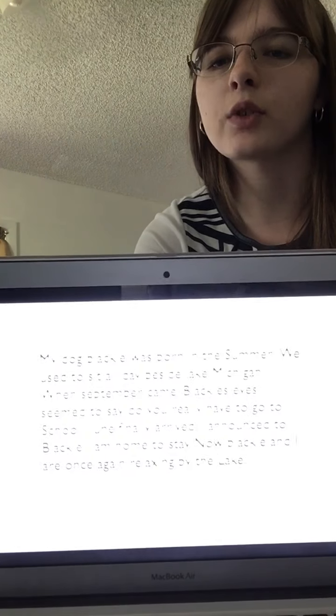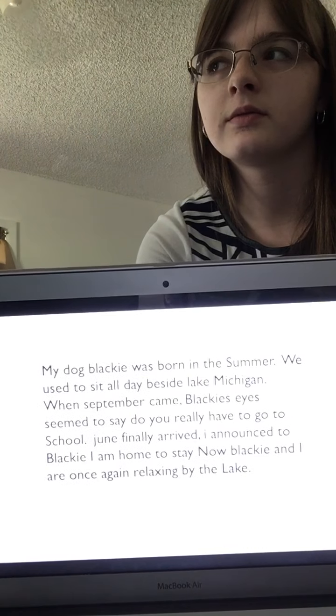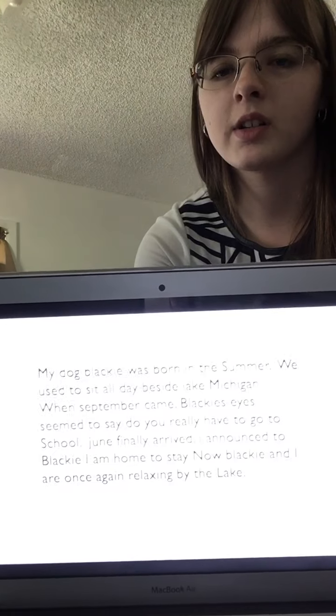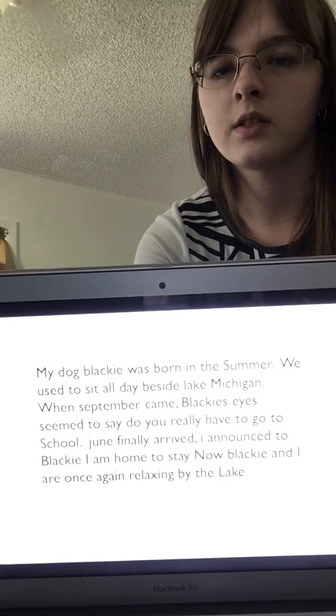Read the second sentence for us. Go for it. I'm just getting it on camera. We used to sit all day beside Lake Michigan. What should we fix about that sentence? Capitalize lake. Yes, because the whole thing is what? A place. The whole thing is a place. It is a body of water. Yeah. So we capitalize lake because it is part of the title.